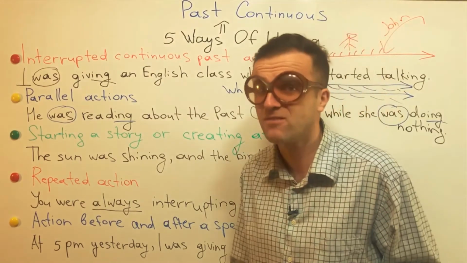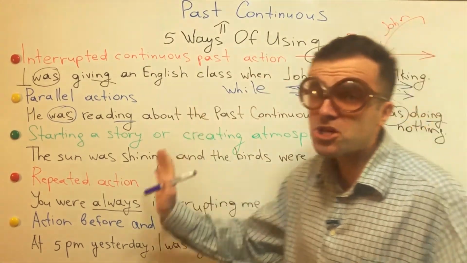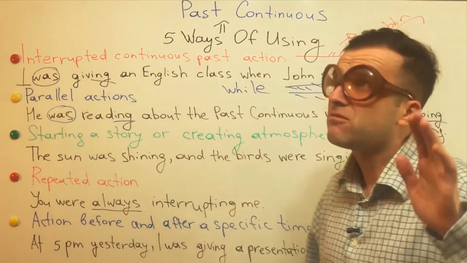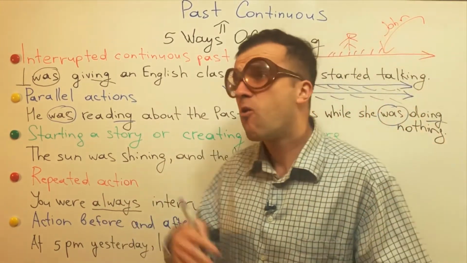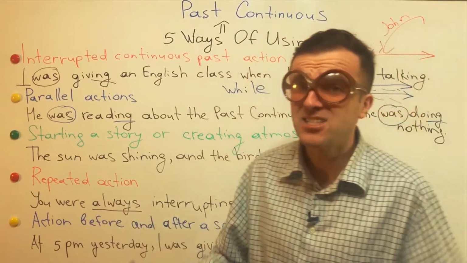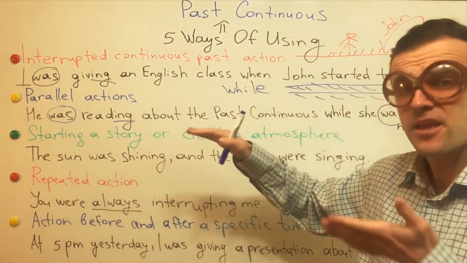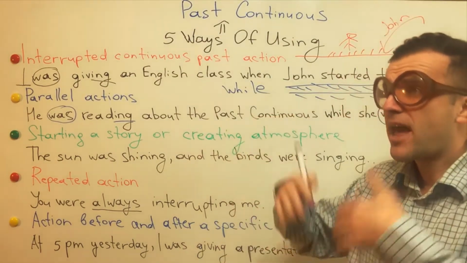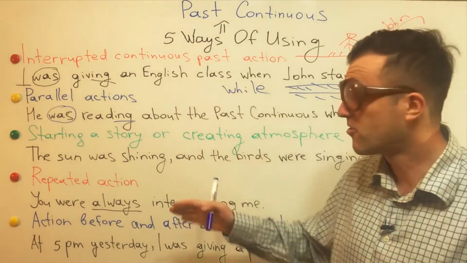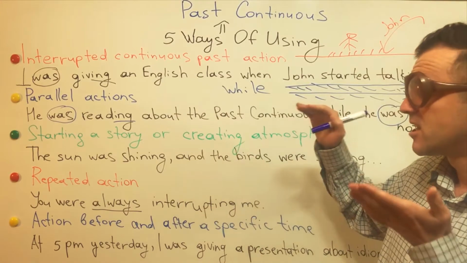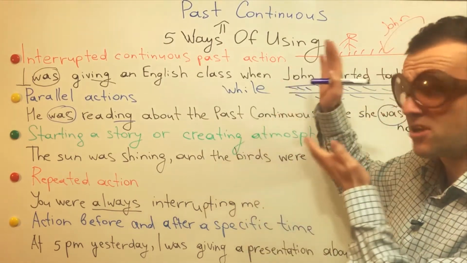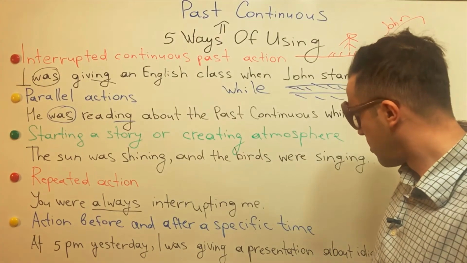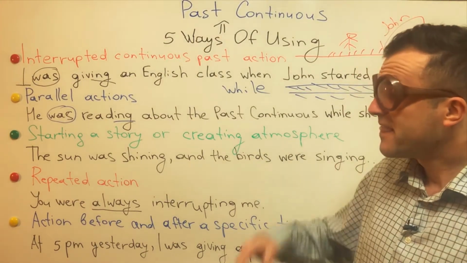I hope so, okay? So usually when you start telling a joke or telling a story or write a story, you reveal an atmosphere. You display an atmosphere. You start a story by the past progressive, the past continuous, all right? All right, so let's move on to the next way.